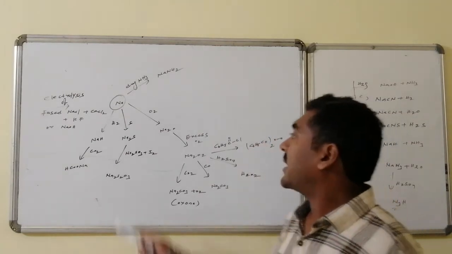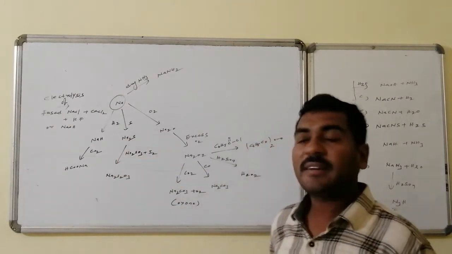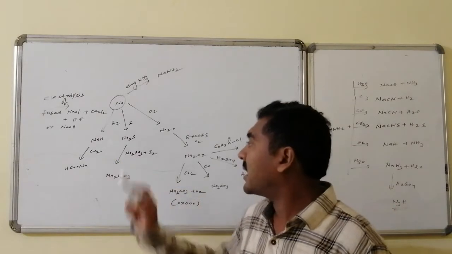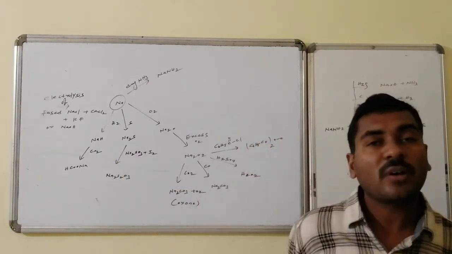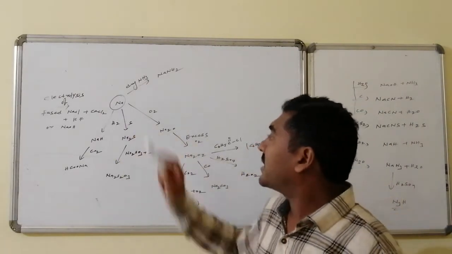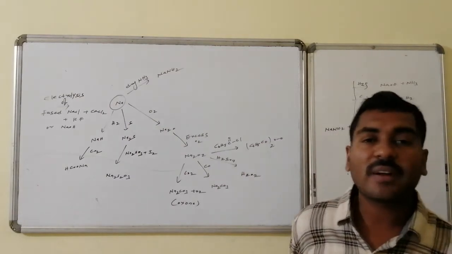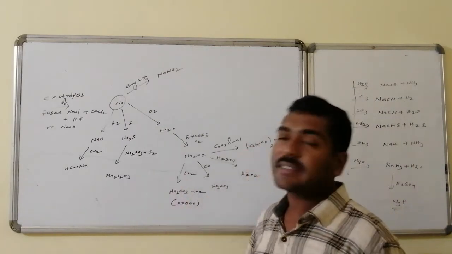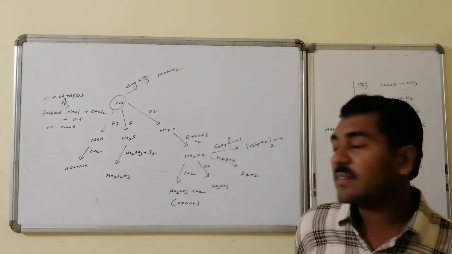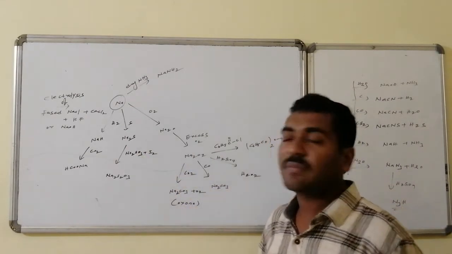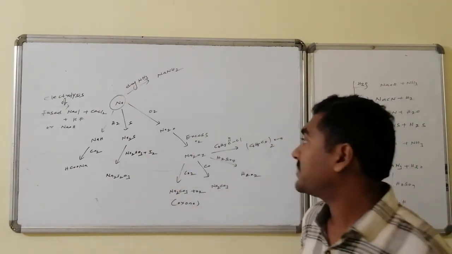Sodium on reaction with hydrogen forms sodium hydride. This sodium hydride on reaction with carbon dioxide forms sodium formate. Sodium on reaction with sulfur forms sodium sulfide. This sodium sulfide on reaction with sodium sulfite followed by iodine leads to the formation of sodium thiosulfate.